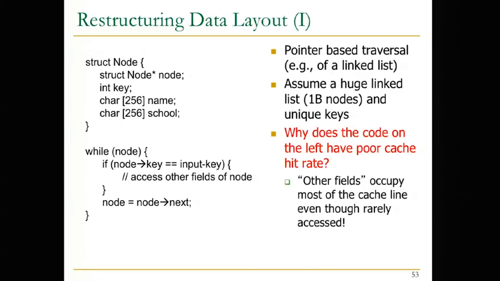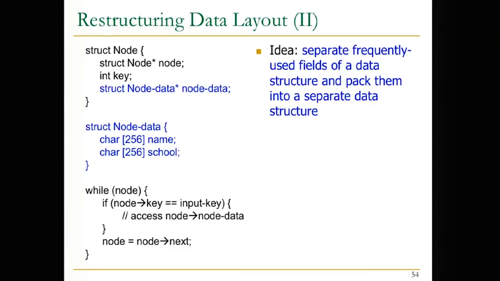Ideally, you would like node and key, node and key, node and key, all of that in your cache block, such that you could go to the next one, next one, next one, assuming a sequential access pattern again. If it's totally random, that will work also. But basically, if you separate the frequently used fields of a data structure and pack them into a separate data structure like this, you can get much better cache locality. Now what's in your cache is this, and then the next one, and the next one. That's the idea over here.